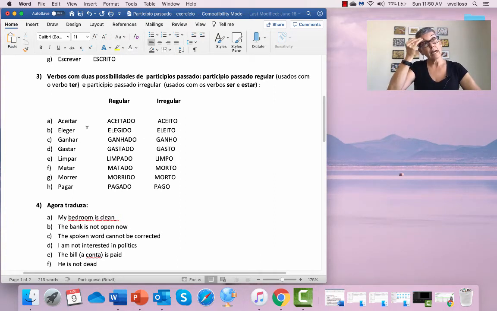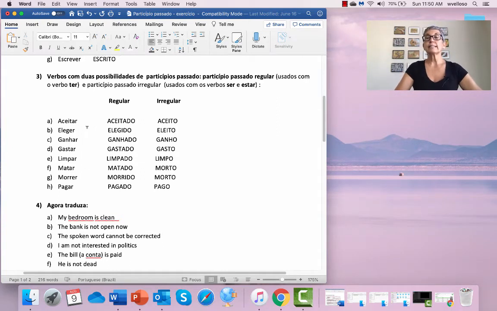For example, the American Express card is not accepted here. Então, o cartão da American Express não é, so you have the verb ser. So you have to use aceito. O cartão da American Express não é aceito aqui. Okay? Now, all the cards are accepted here. Todos os cartões são aceitos aqui.